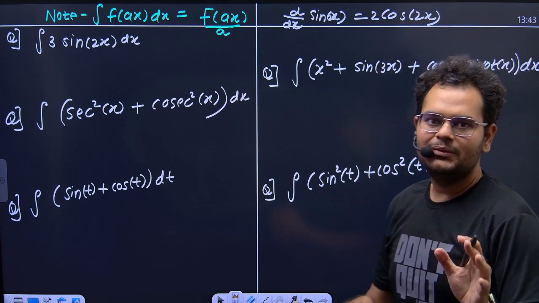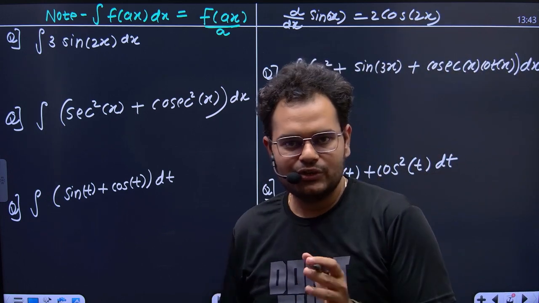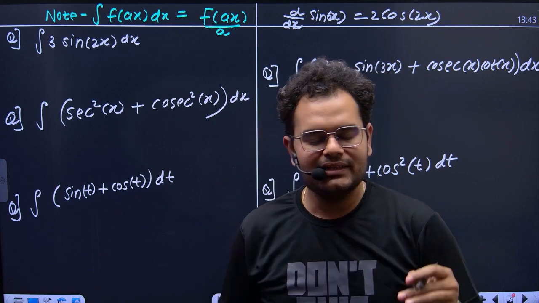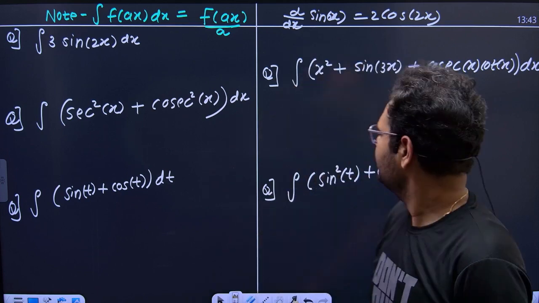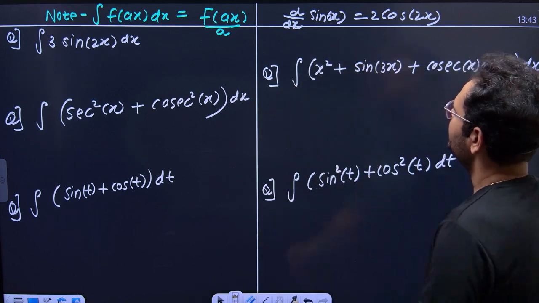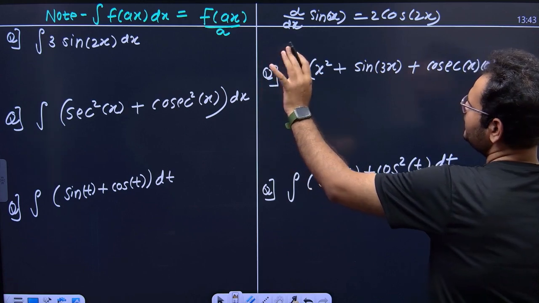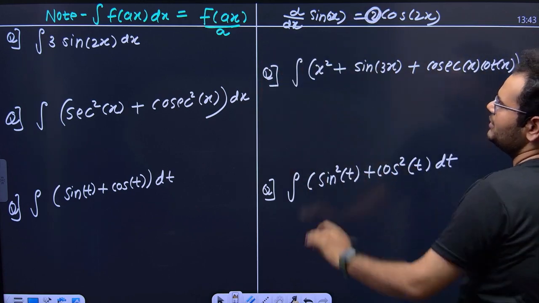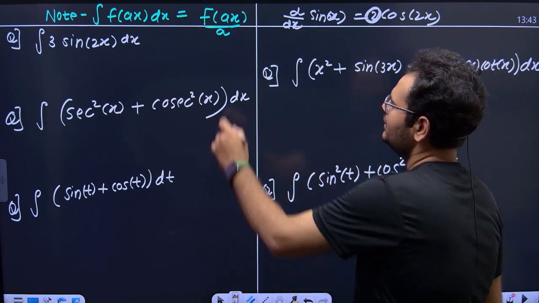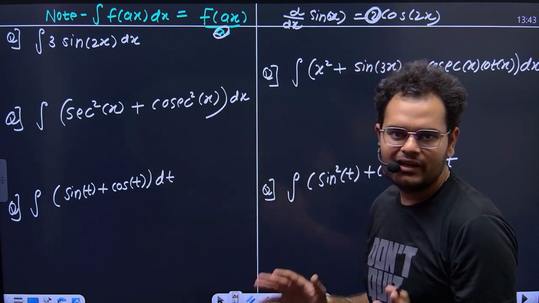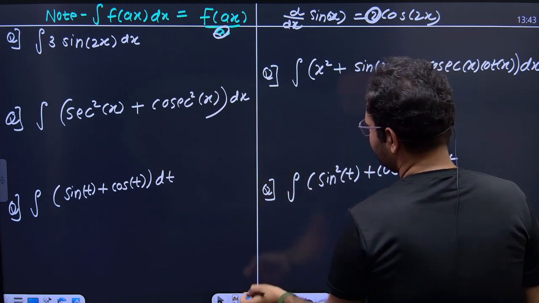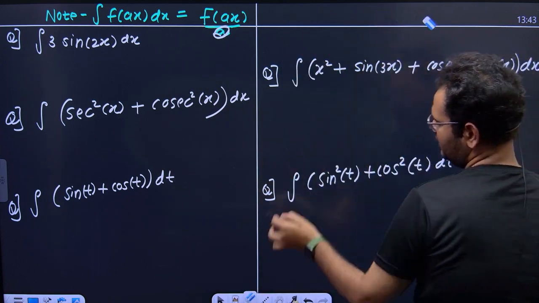Sir, how did this 2 come? Chain rule. By chain rule, if you don't know what the chain rule is, the link is in the description, you can see. But when you integrate this, whenever we are integrating, this 2 will not come in multiplication. Where will this 2 come? Here, in division it will come. Are you getting it? So this is a simple rule. I will tell you, don't worry, when we solve it, it will be very clear to you.